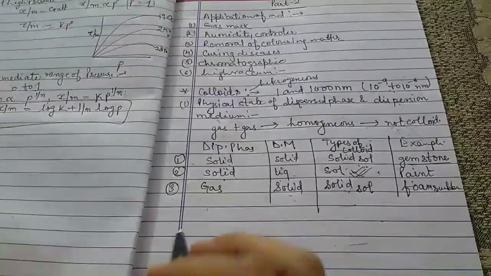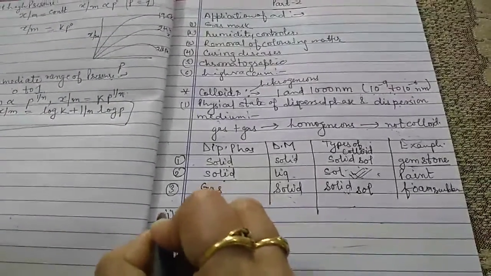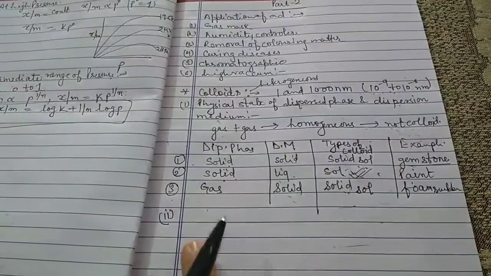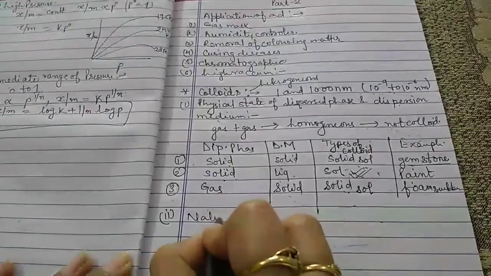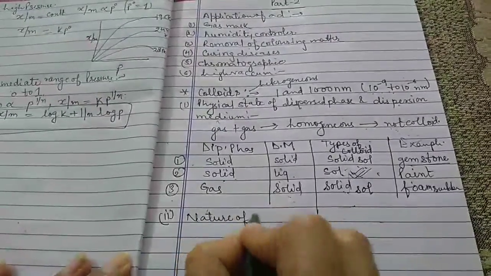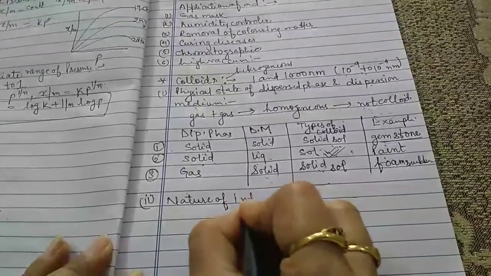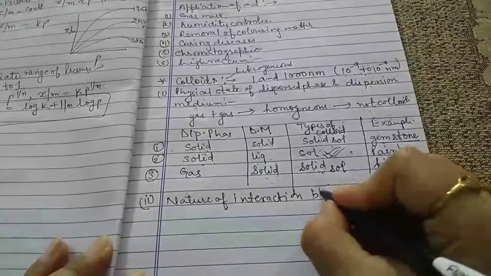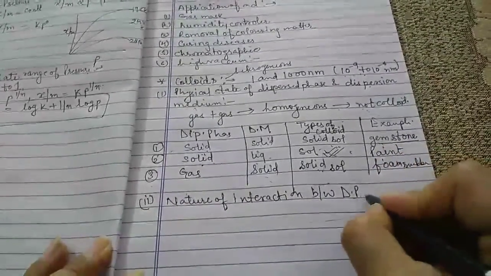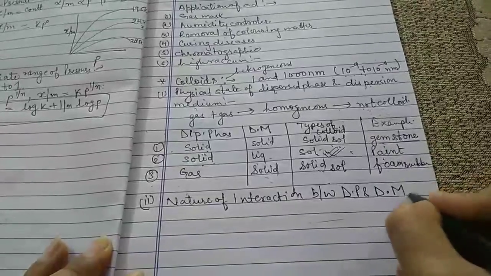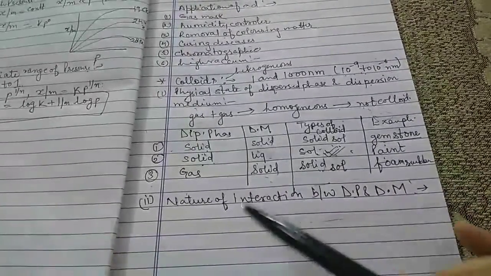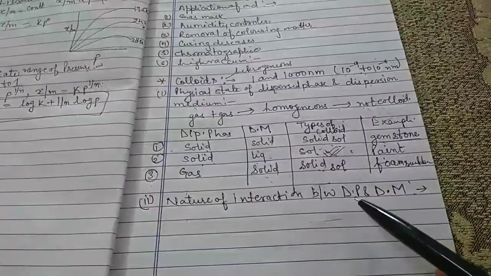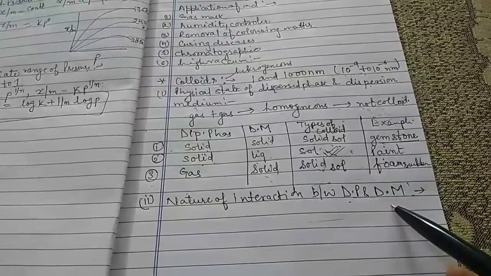Now the second classification is the classification based on the nature of interaction between the dispersed phase and the dispersion medium. This is the classification based on the nature of interaction. What is the nature of interaction between the dispersed phase and the dispersion medium?